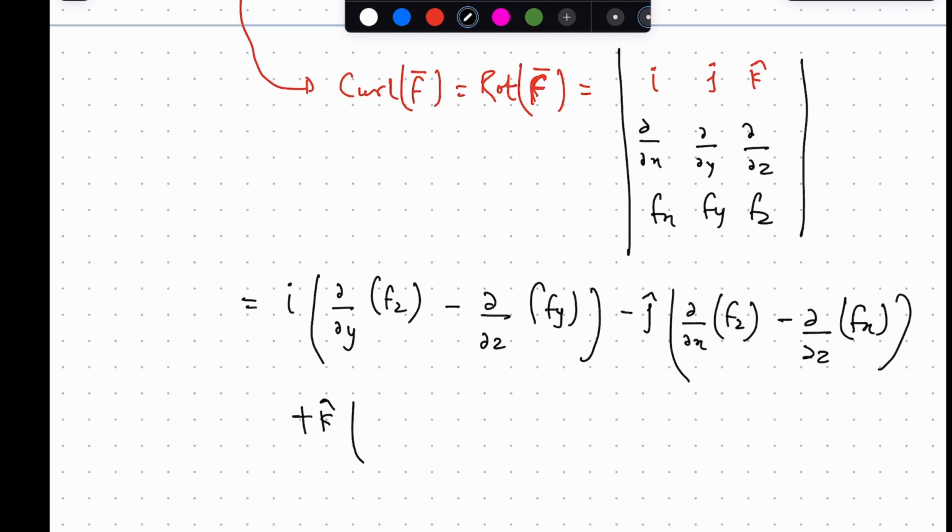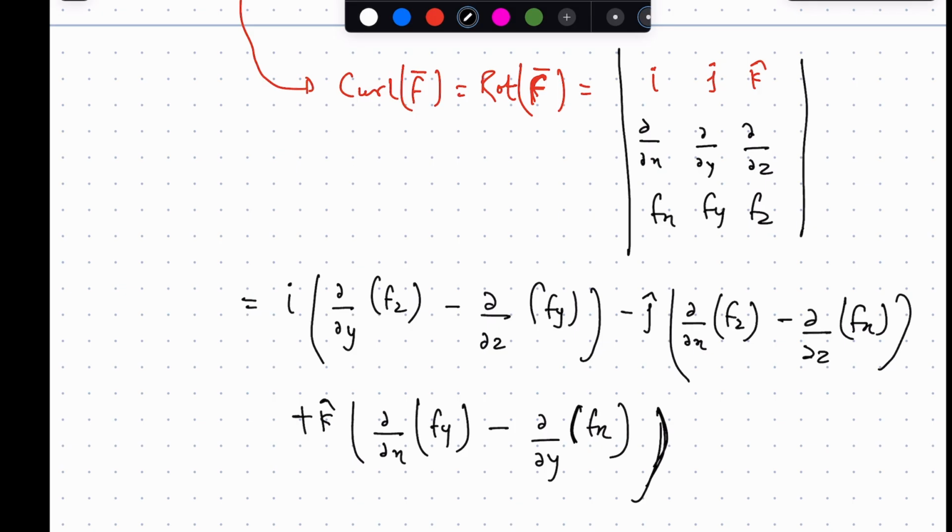Plus k cap, so ∂/∂x of Fy minus ∂/∂y of Fx. Like this you will have it, and then you can calculate, and if it is equal to 0, then that is a conservative field. Okay, so hope you understood this. Let's take one example to understand how you are going to find this out.